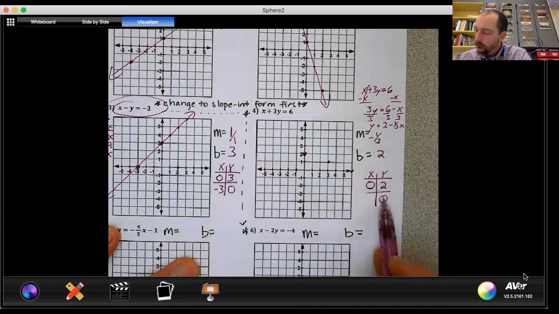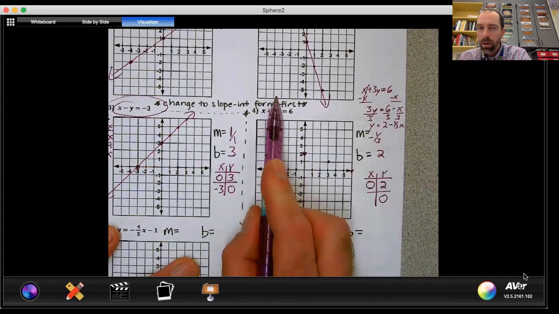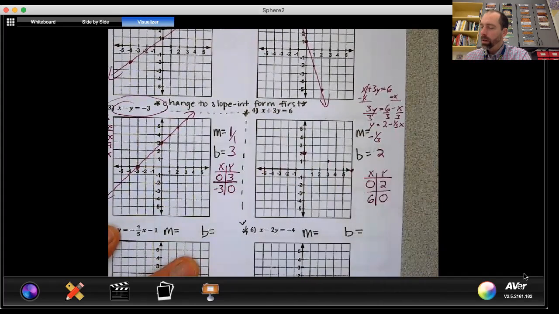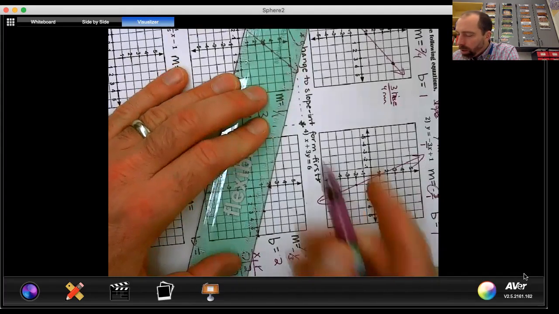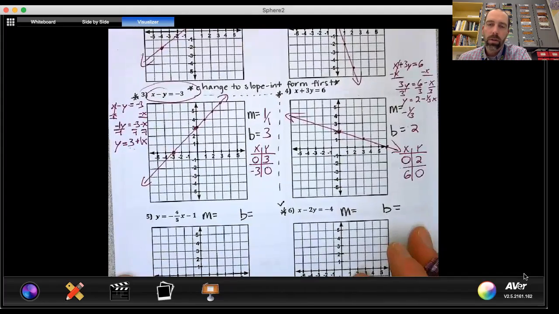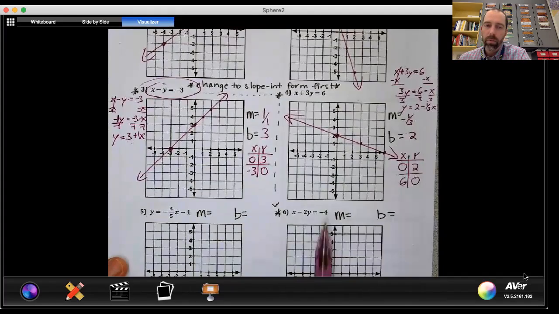And then let's say y was 0. Well, that means 3 times 0, so that whole term would cancel out. So x plus nothing equals 6. That means x equals 6, which is this point right there. So we connect those dots. And again, you don't need to do it both ways. Just pick whichever way that you choose, either with a little table or putting it into slope-intercept form.